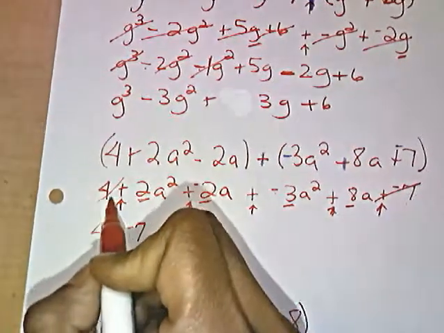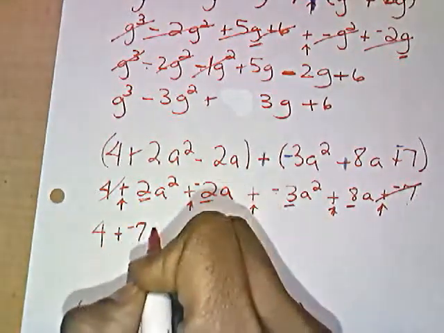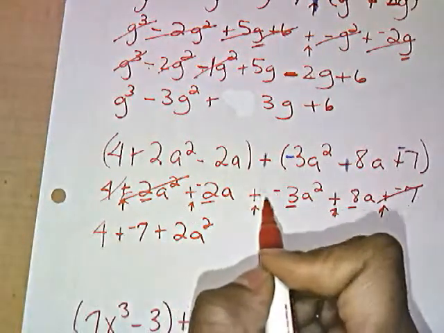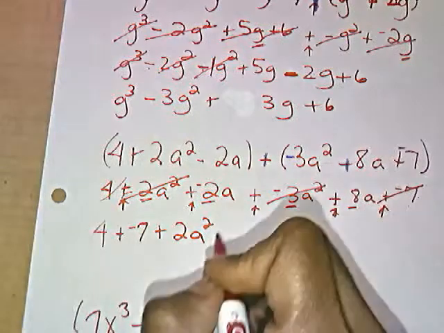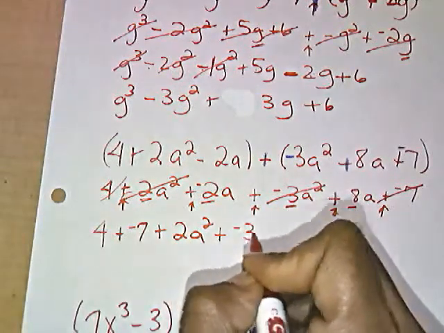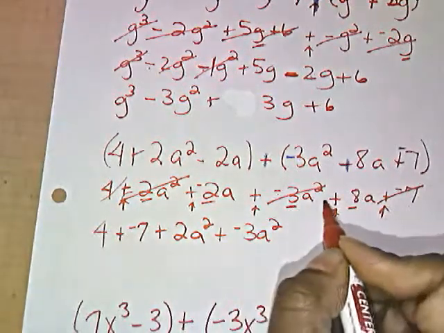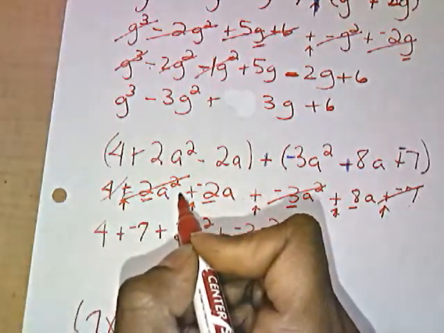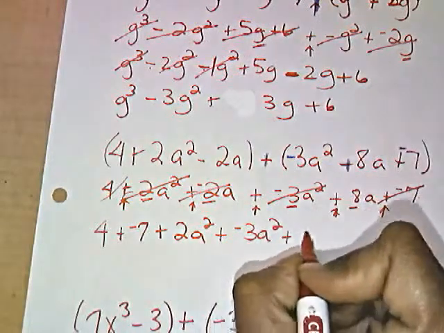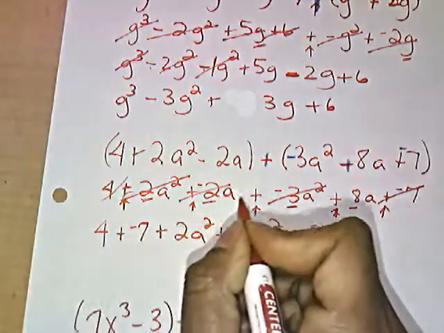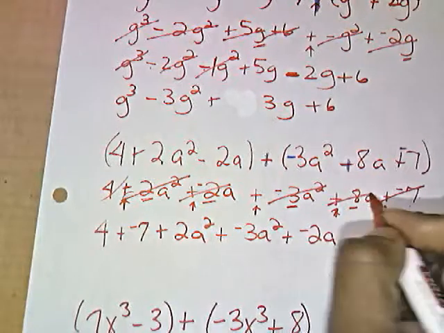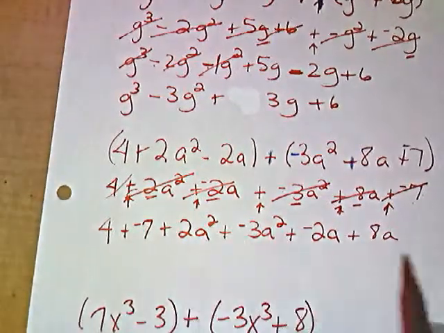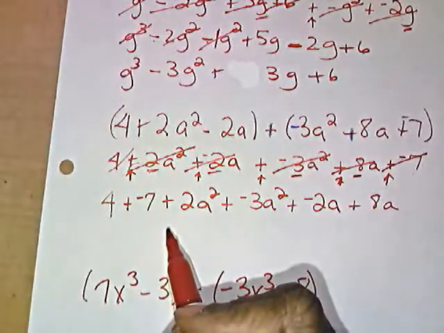Come back to the beginning. Plus 2a squared. Do I have any more squareds? Here's one. Plus negative 3a squared. Any more a squareds? Nope. Come back to the beginning. There's something. Plus negative 2a. Keep going. Plus 8a. Now I'm going to combine my like terms, okay?